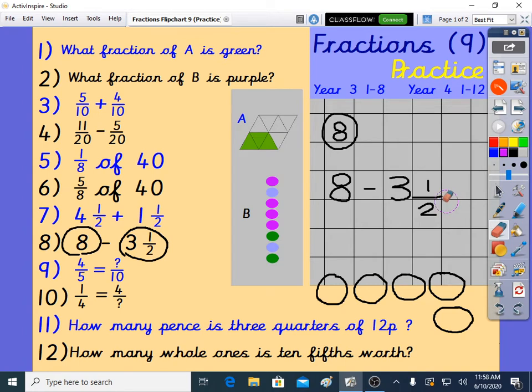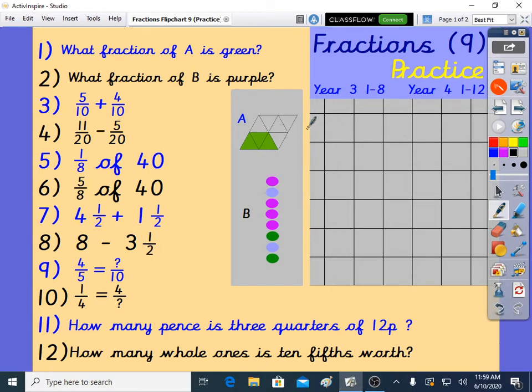We've got 5 left, but we've still got to take away a half. So I've actually got to take away half of one of these circles. I'm going to try and rub out half of one of them, leaving just a half behind. Just a half left. So what have I got now? I took away 3.5. Well, I've got 1, 2, 3, 4 whole ones and a half. So it's 4.5. 8 take away 3.5 is 4.5. And we're on question 9.